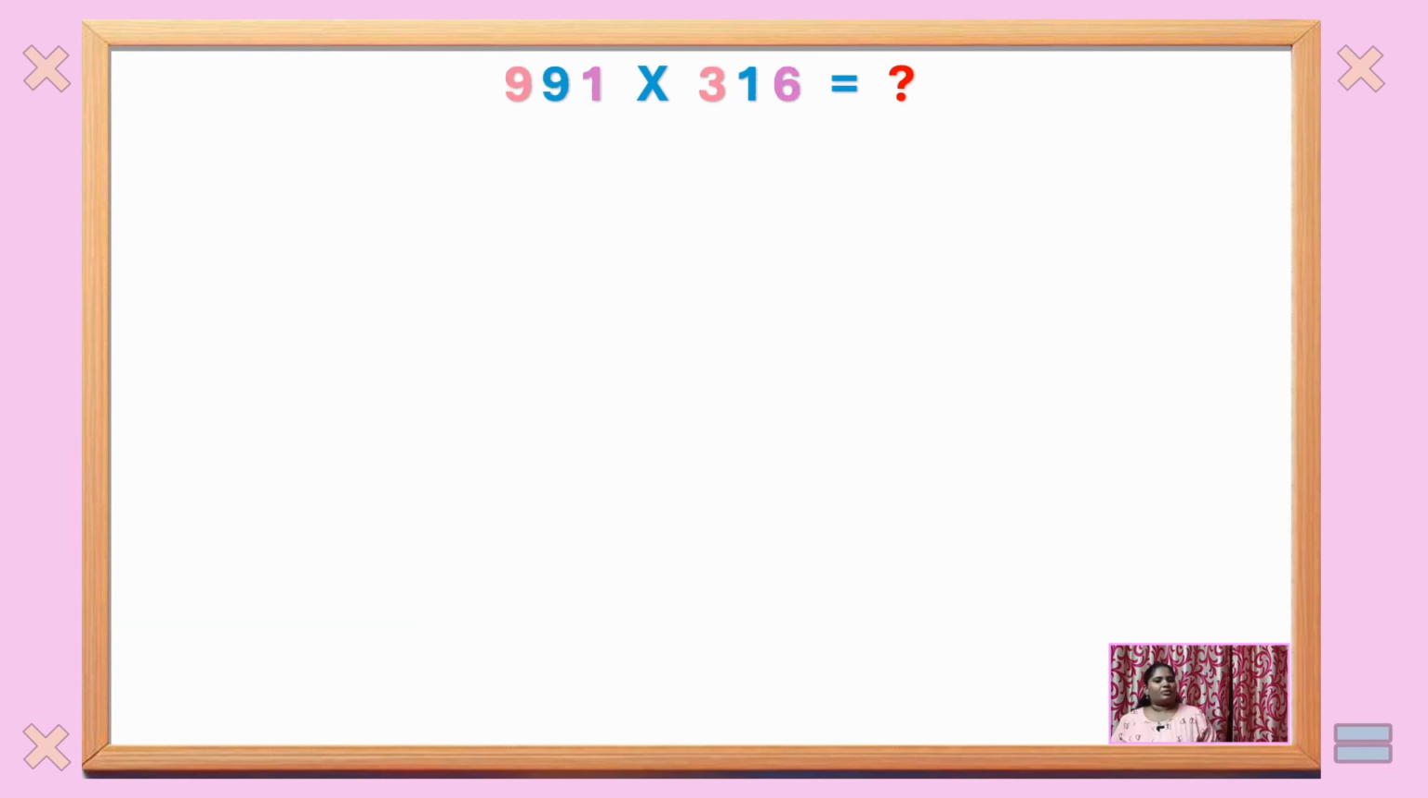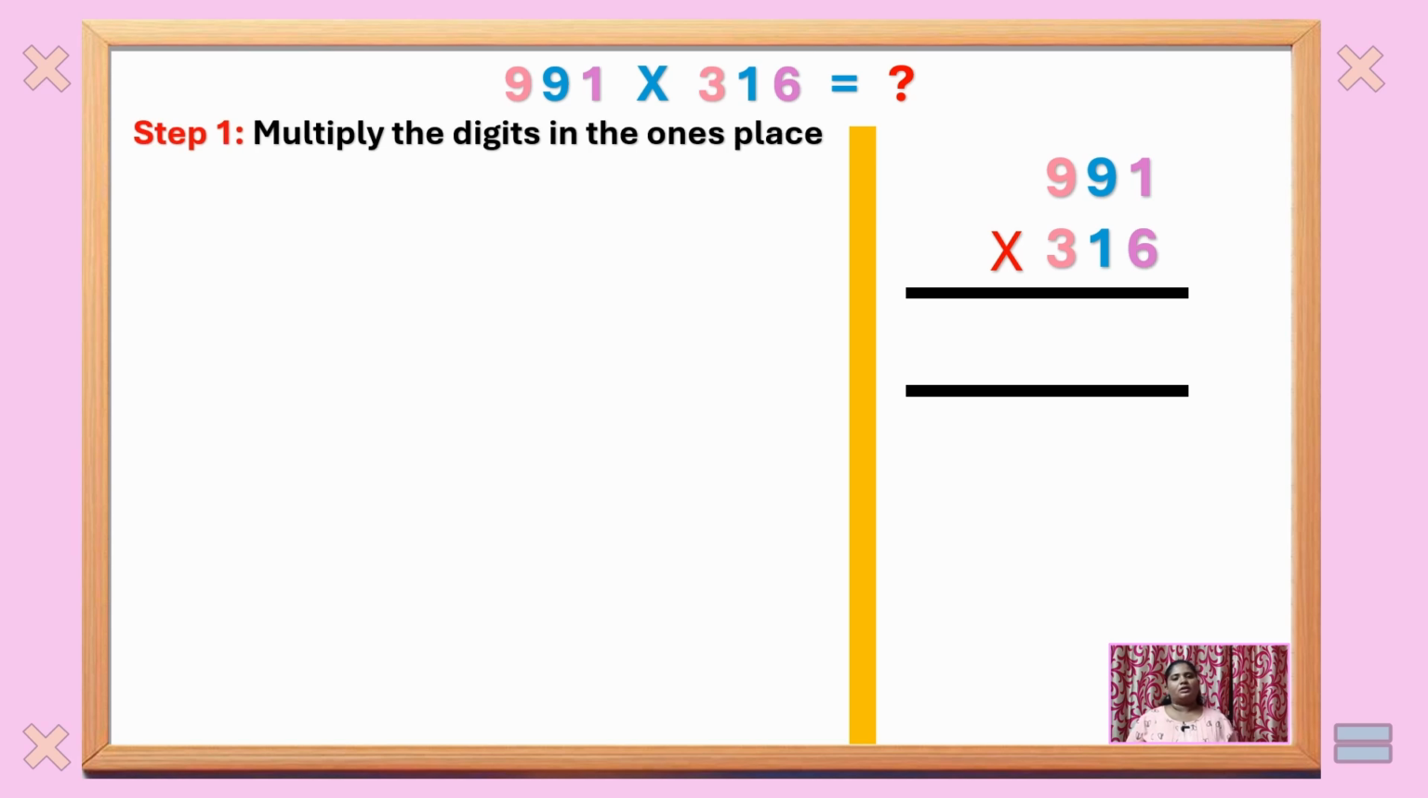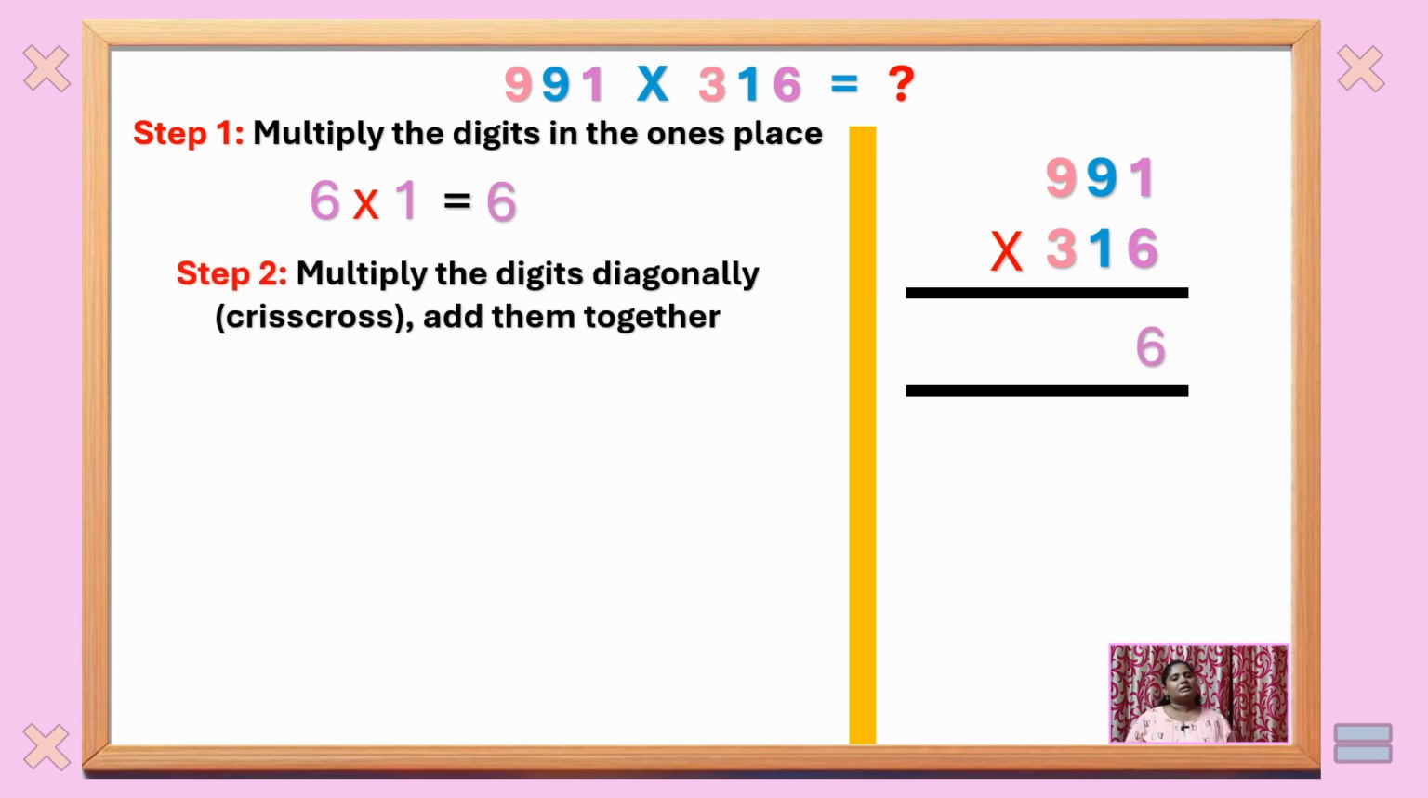Let's see one more example. 991 into 316. So let's do the first rule, in which we have to multiply the numbers which are in ones place. 1 six is 6. Let's put a 6. Rule number 2, we have to do the cross multiplication of the numbers which are in ones and tens place and then add them.